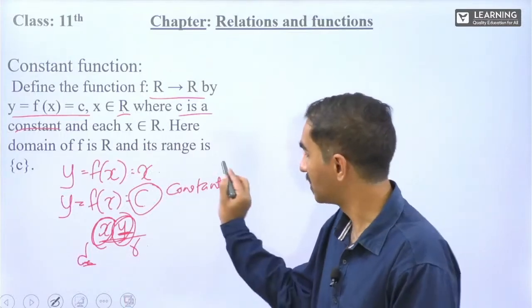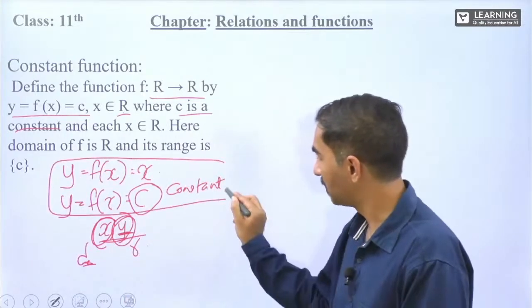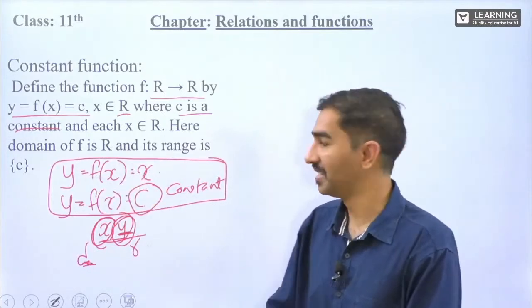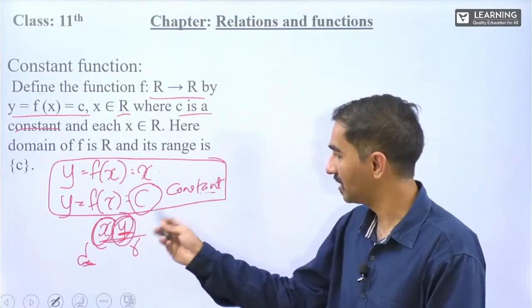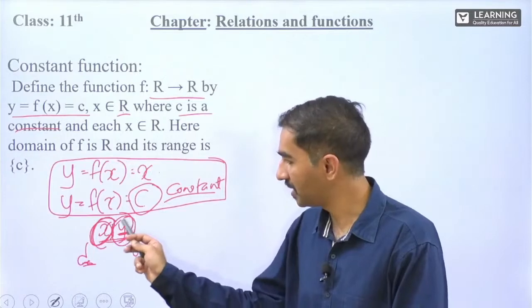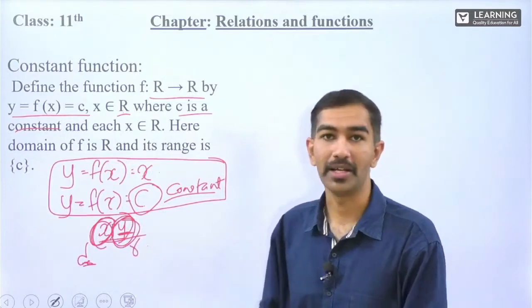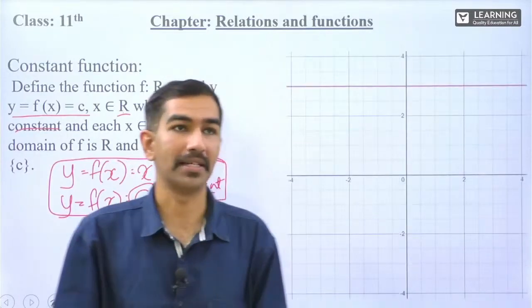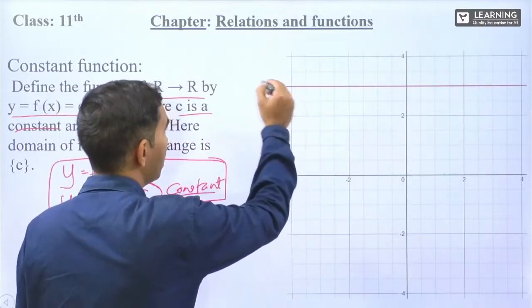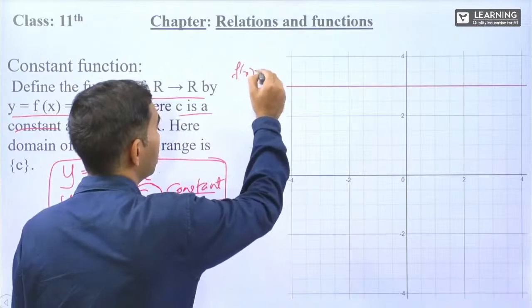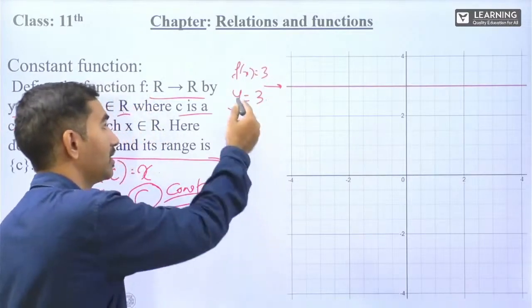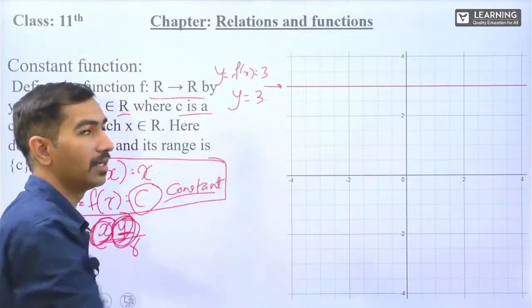Understood? So see this point. Remember this: y is equal to f of x is equal to x, identity function. y is equal to f of x is equal to c, constant function. Domain, the set of real numbers. Here, range, the constant c. So the graph of this function is represented like this. See this, here the function f of x is equal to 3. So that is nothing but y is equal to 3. Why y is equal to 3? Because y is equal to f of x.